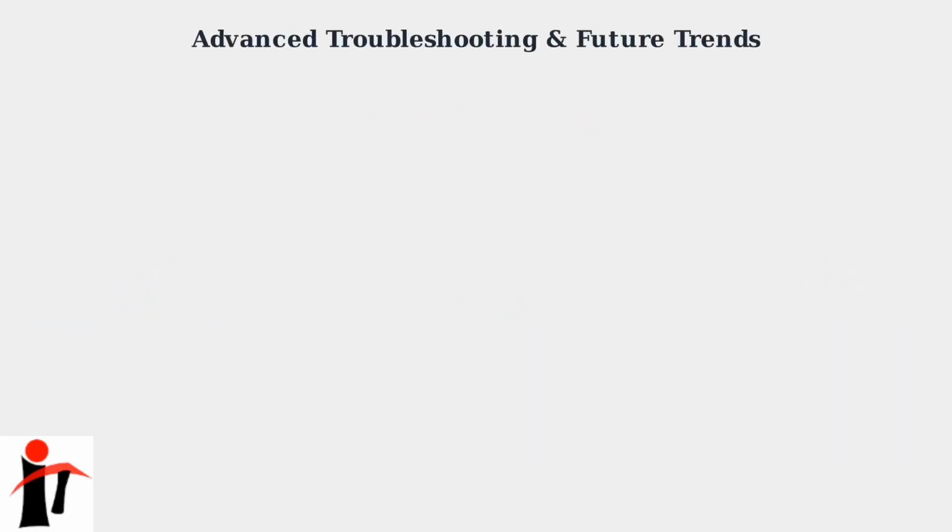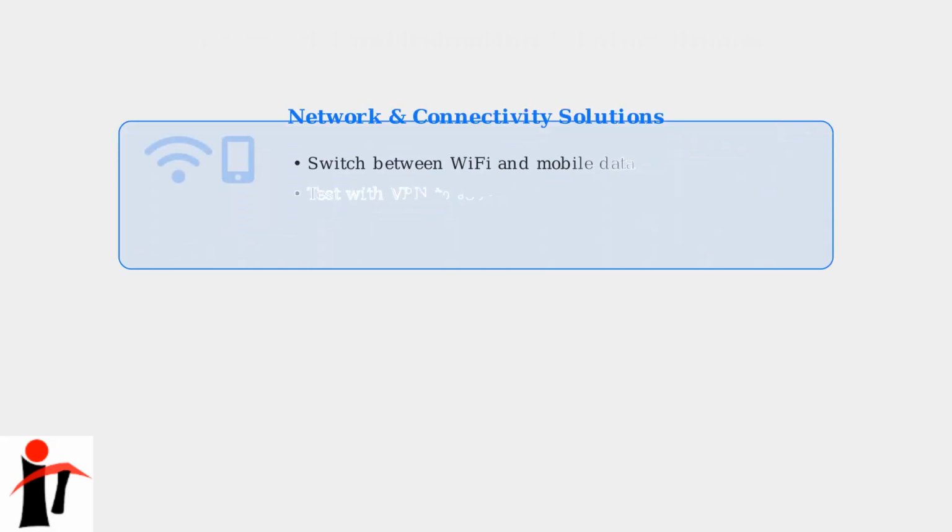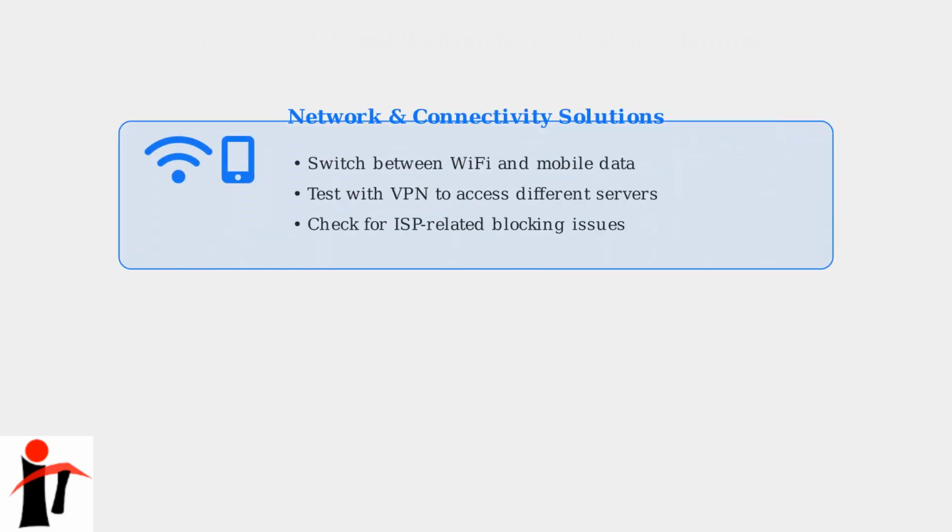When basic fixes don't resolve your Facebook Marketplace search issues, it's time to try advanced troubleshooting methods that address deeper connectivity and account-related problems. First, address network connectivity issues. Switch between Wi-Fi and mobile data to test if the problem is network-specific. Use a VPN to connect through different server locations, which can bypass regional connectivity issues.